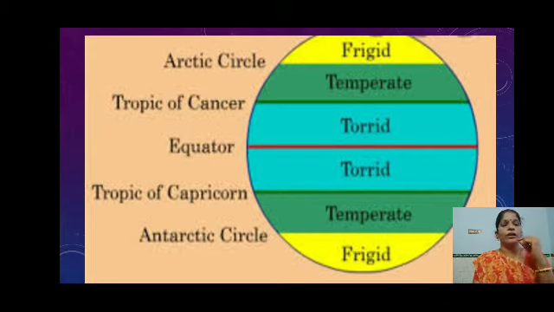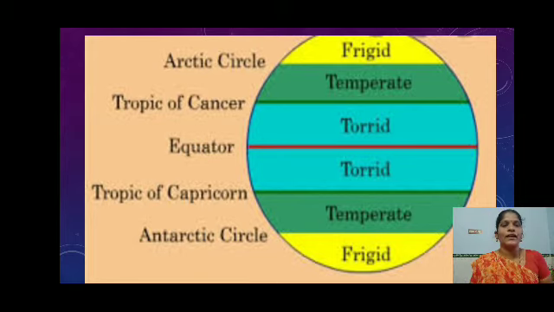Equator to Tropic of Cancer and Equator to Tropic of Capricorn is the torrid zone. Why? Because this part always receives direct sunlight from the sun. So this part always remains hot. So that place is called the torrid zone.